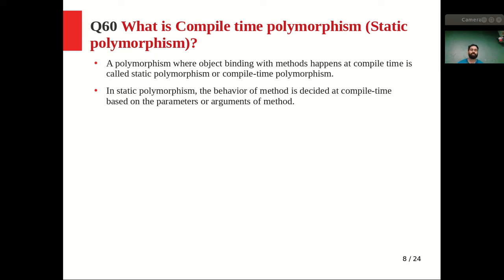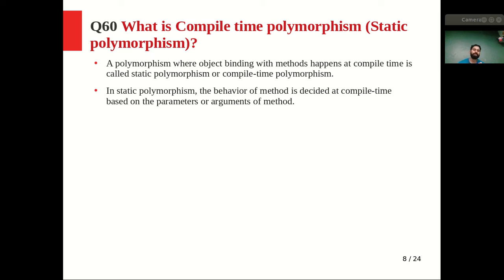In static polymorphism, the behavior of a method is decided at compile time based on the parameter or the argument of the method, right? So in static polymorphism, which method should be invoked or called is decided at compile time based on the parameter or the argument which we are passing. So this is all about static polymorphism.